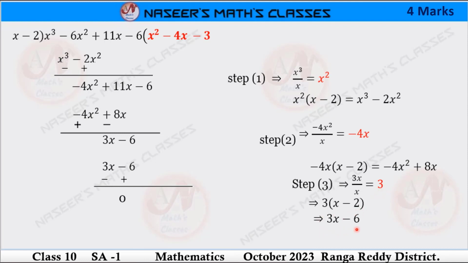Now we write 3x minus 6 here, and we have to subtract. Then change the signs. So then we can cancel 3x and minus 3x, and here minus 6 plus 6. Then we get the remainder 0. So we stop the division process. So we get the quotient as x square minus 4x plus 3.